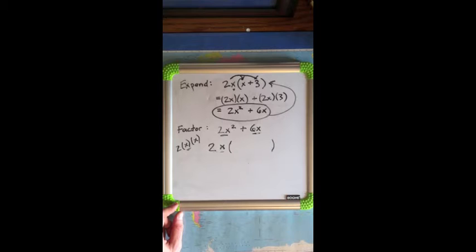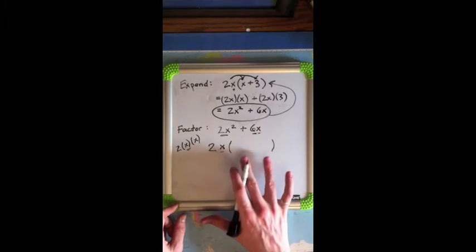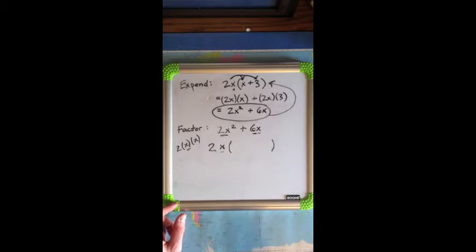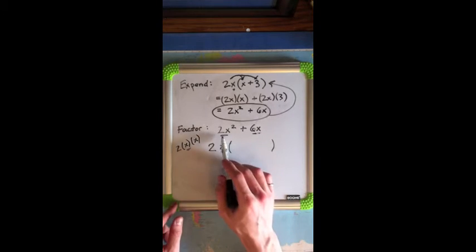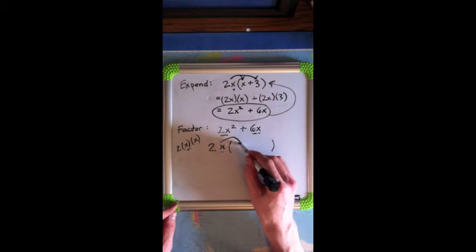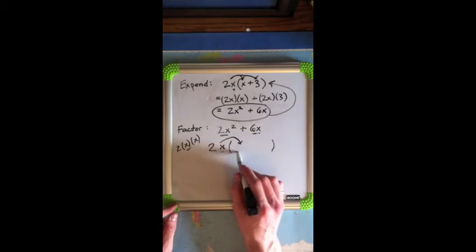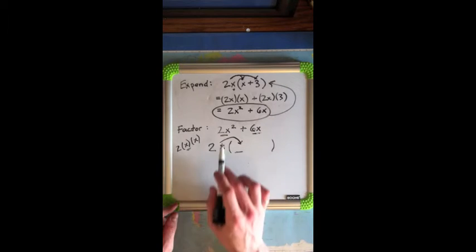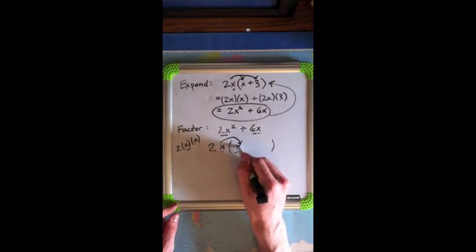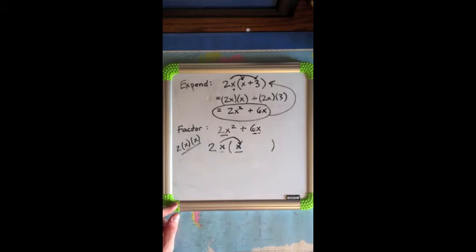So now that we have our common term, we're able to start filling in what's inside of the brackets. And how we do that is we work backwards and we pretend like we're going to expand it in order to get it to match the terms above. So 2x times what is going to give you 2x squared? Well, in this case, it's just x, as you can see over here.